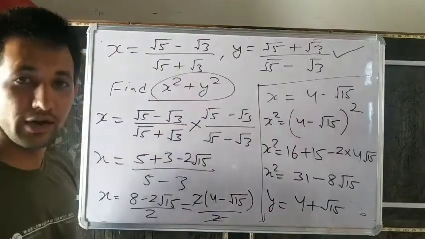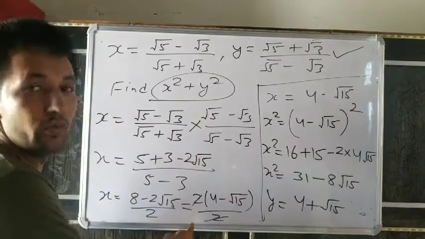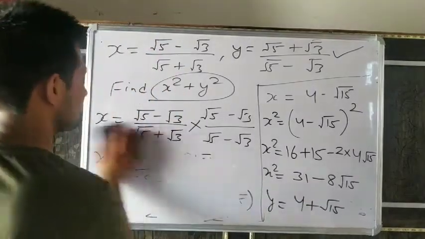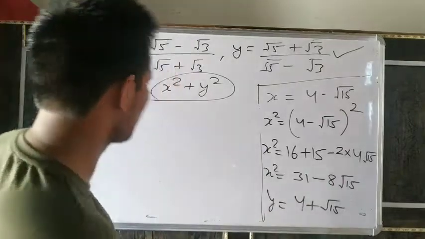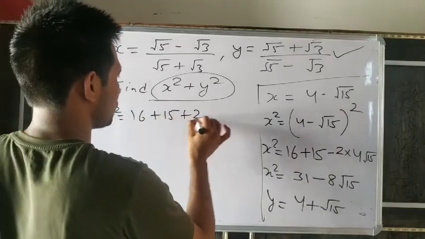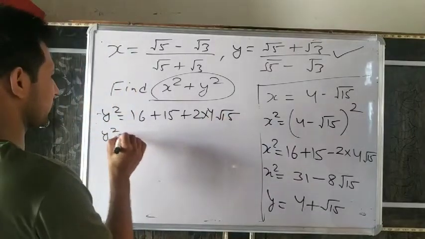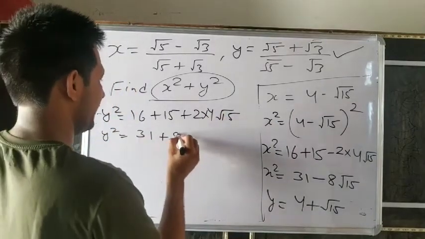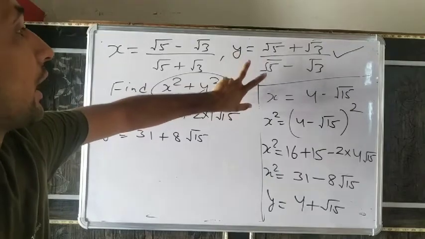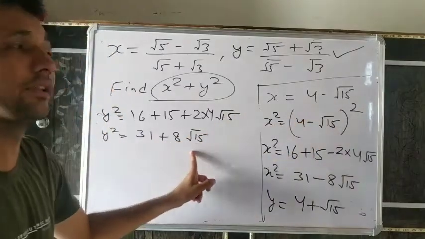It is the answer. Understand? I am writing directly. What is y? y comes as 4 plus root 15, as you do the same way. So I am writing the value of y square directly. The y square value is a square plus b square plus 2ab, so y square equals 31 plus 8 root 15. When x and y are both the same and only the sign is different, always one is negative and the other is positive.